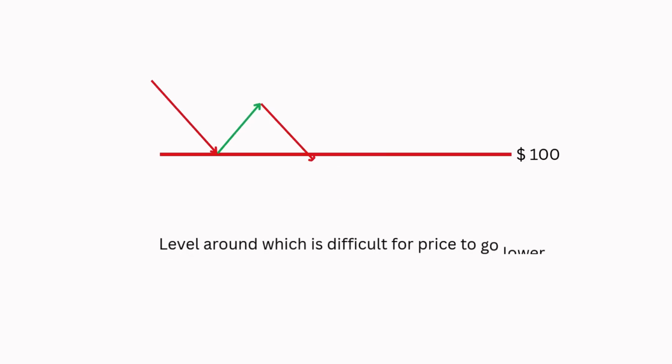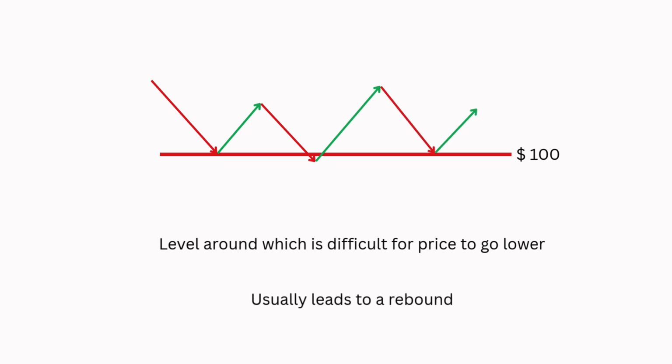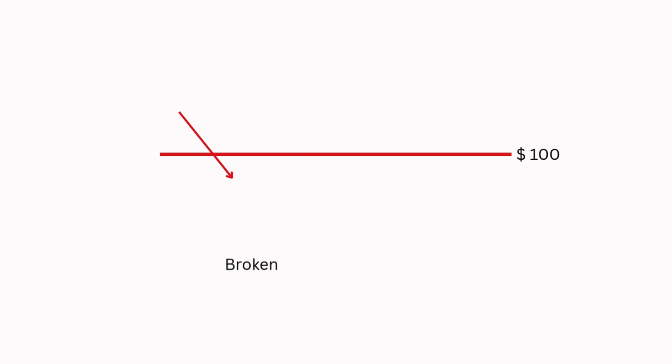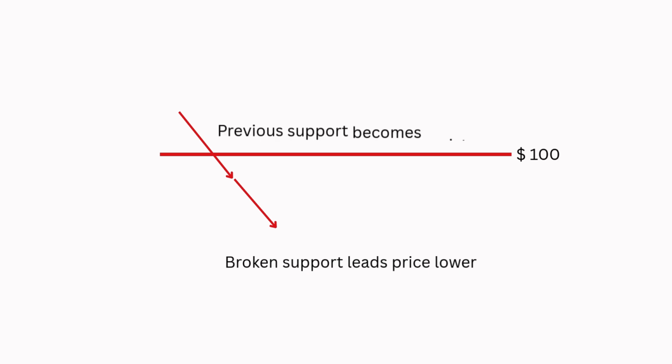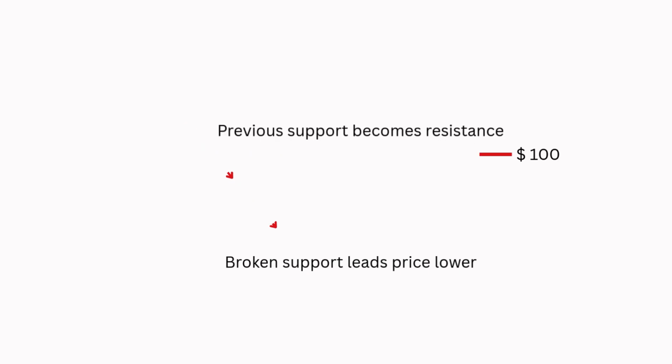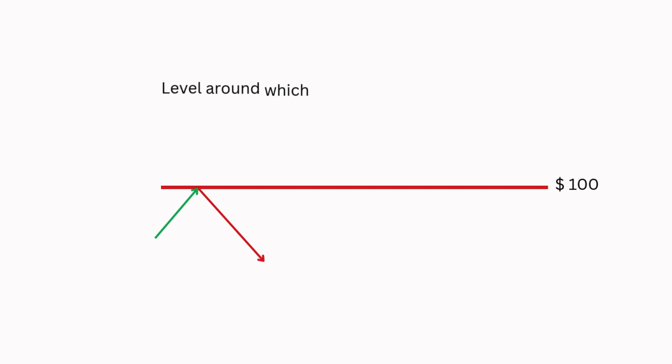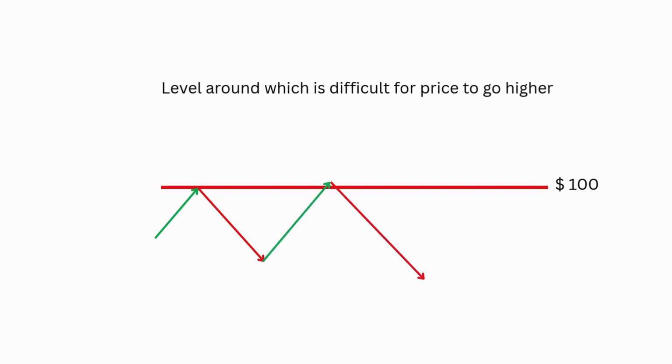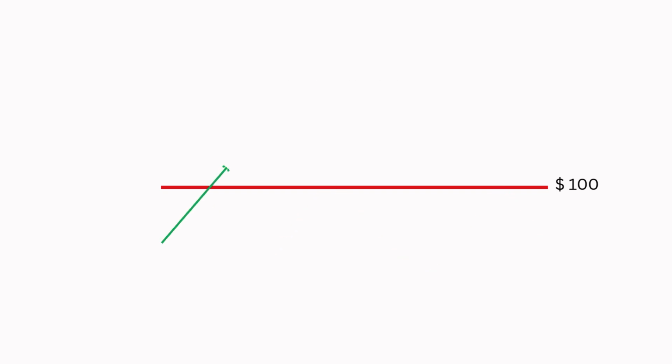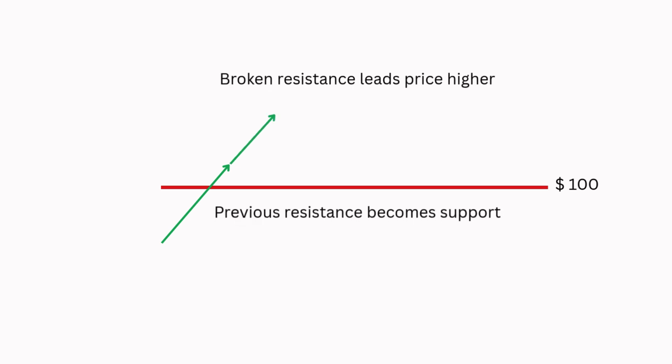A support is a level around which price finds difficulty in going lower and usually leads to a rebound. Closing below a support usually leads price action lower to the next support, and the initial support becomes a resistance. A resistance is a level around which price finds difficulty in going higher and usually leads to a rejection. Closing above a resistance usually leads price action higher to the next resistance, and the initial resistance becomes a support.